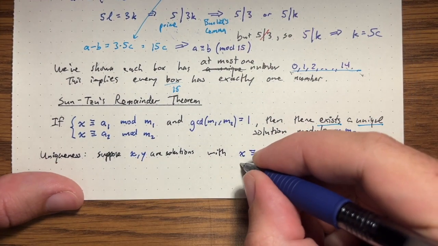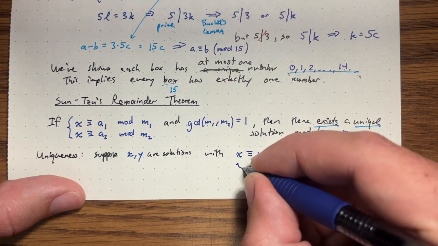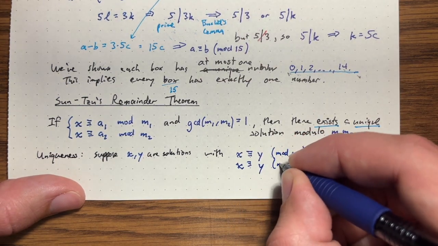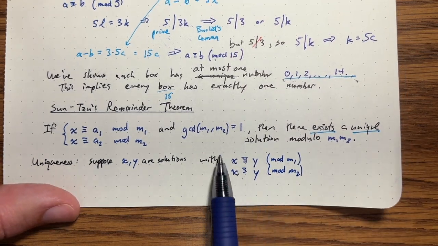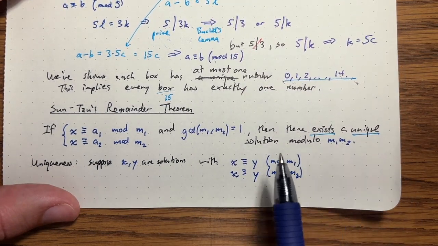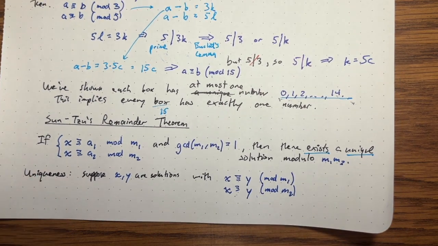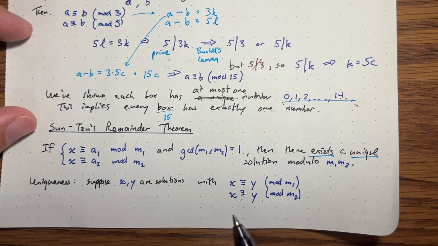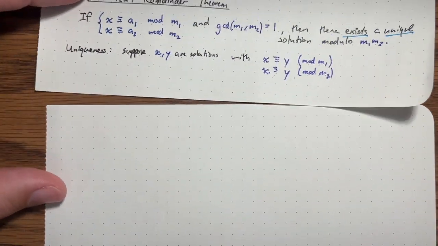Okay, so x is congruent to y both mod m1, and x is congruent to y modulo m2. We'd actually like to show that these conditions imply that x and y have to actually be just the same modulo m1 m2. So they have to be congruent modulo m1 m2 as well. So if we had 2 different solutions to this, they have to be congruent modulo m1 m2. And the way we're going to do that is just the same that we already did.